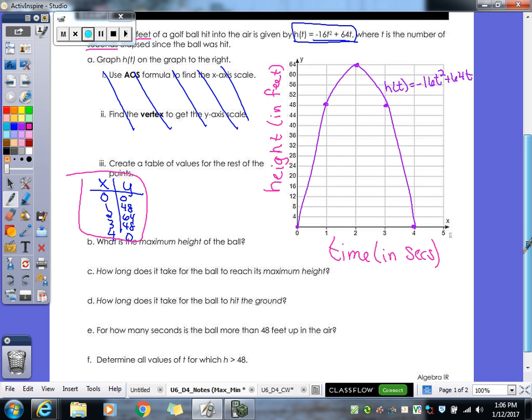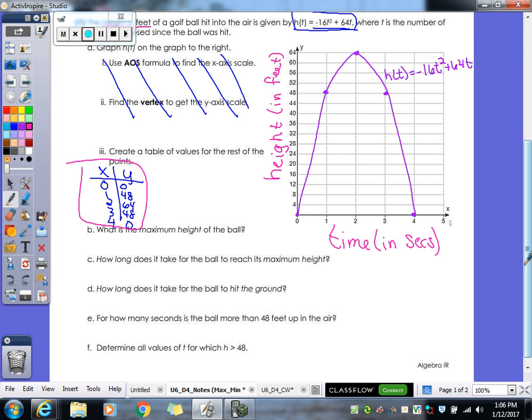So now you can either use your little table you've drawn, or you can look at the graph that you've drawn over there to answer your questions. What is the maximum height of our golf ball? 64 what? Feet. Here's where our maximum would be. So if we look over to height, it was 64 feet.